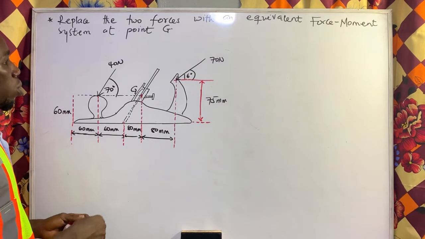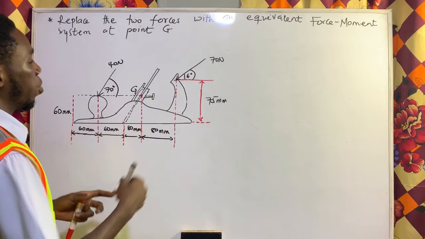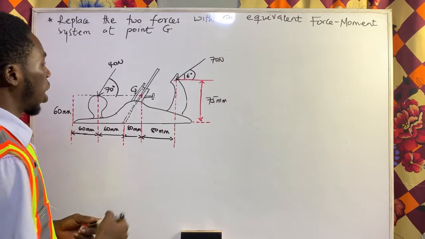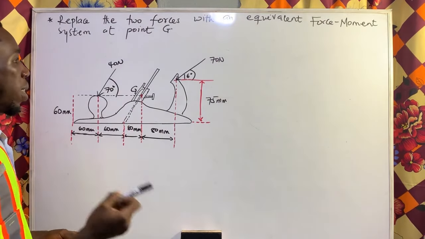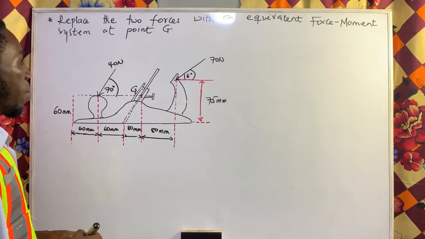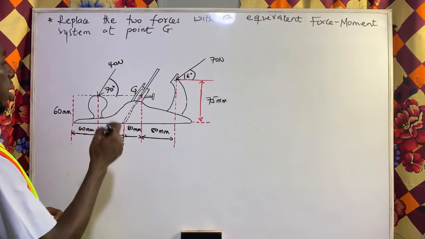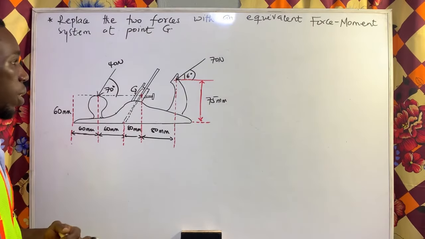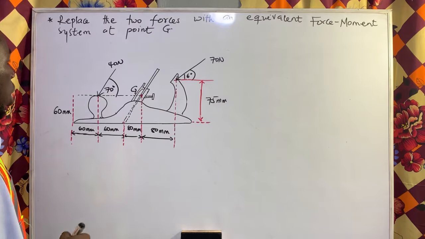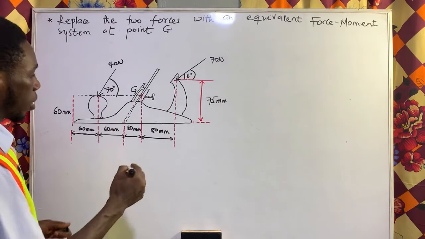So what I'm supposed to do is find the resultant of these two forces and replace them by that resultant force at point G, and then find the moment caused by these two forces and replace the entire moment by the resultant moment, indicated at point G. So that's what we're going to do. We're going to start by finding the resultant force. Okay, so let's look at that.